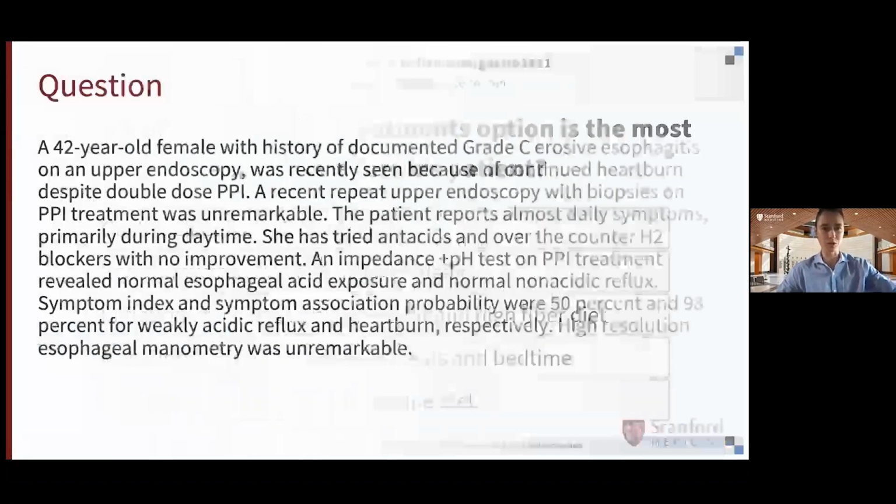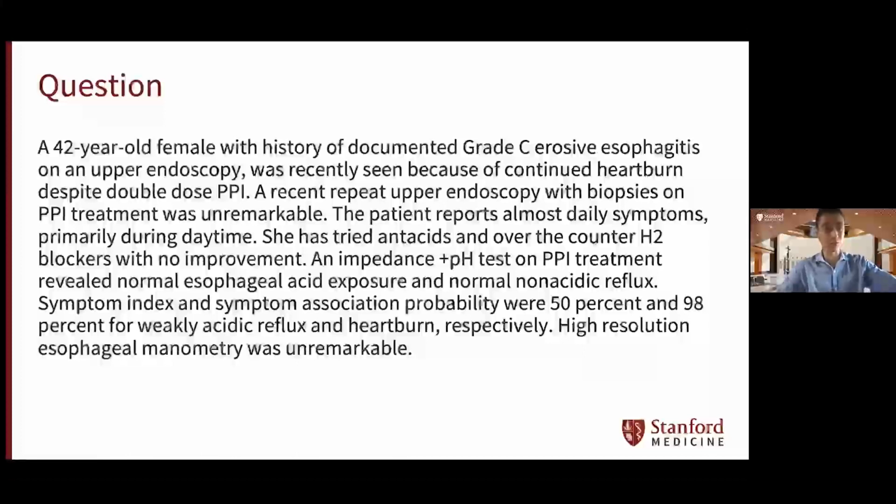So next question. This is a 42-year-old female with a history of documented grade C erosive esophagitis on an upper endoscopy. This patient was recently seen because of continued heartburn despite double dose PPI. A recent repeat upper endoscopy with biopsies on PPI treatment was unremarkable. The patient reports almost daily symptoms, primarily during the daytime. She has tried antacids and over-the-counter H2 blockers with no improvement.